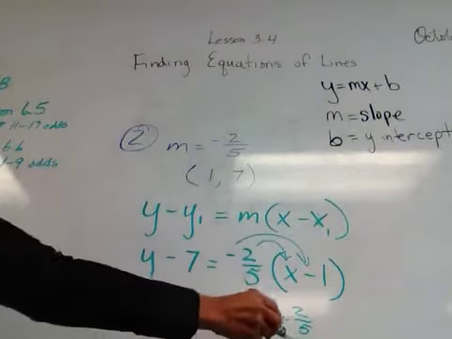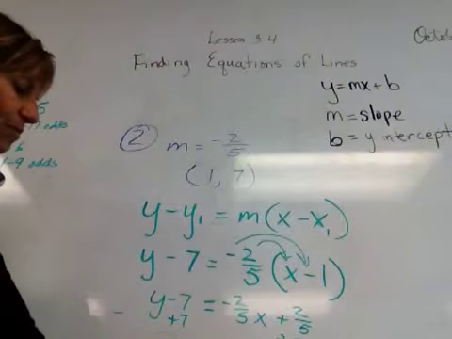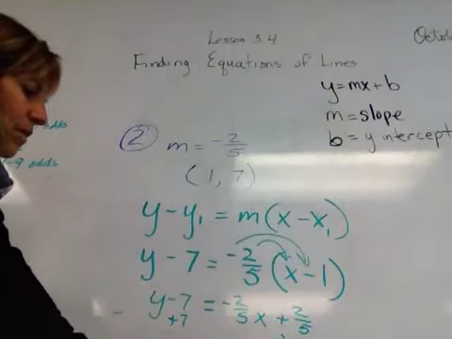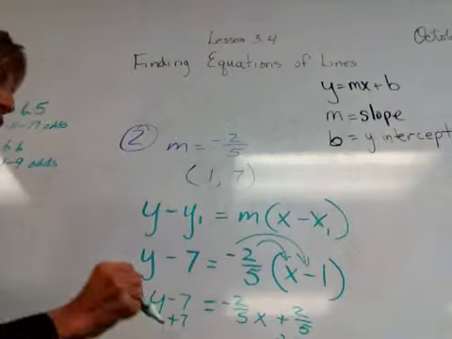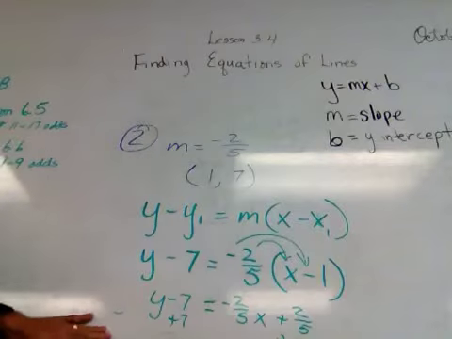Plus 7 and 2/5. We'll just say it that way. If we wanted to change it all to fifths, we would just have to change 7 to 35 fifths, so we'd have 37/5, okay? That's the equation. There it is. y equals mx plus b.